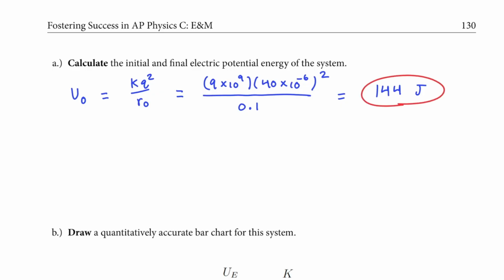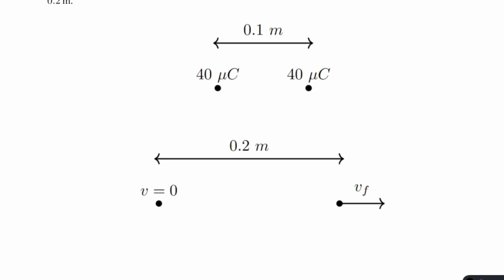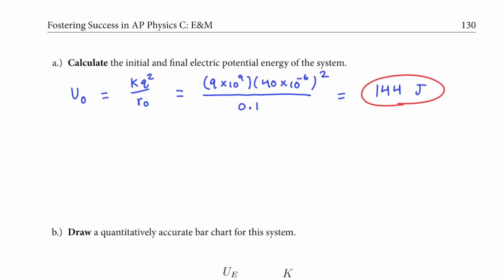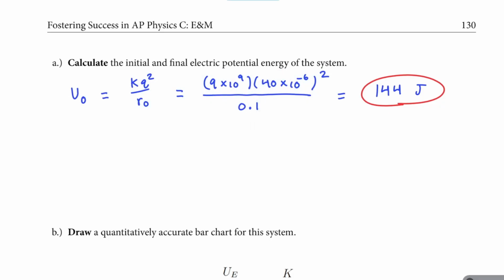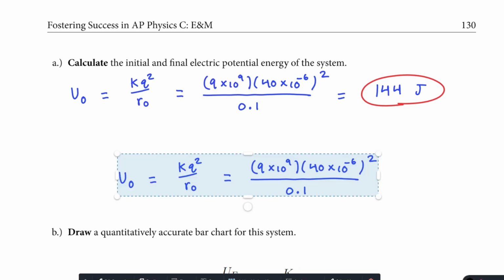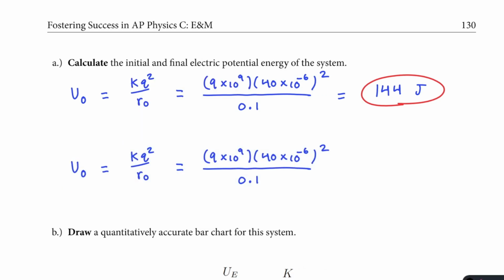We can also calculate the final potential energy of the system. We can do the same thing. I'll write it out, but you can see all we did is double the distance. So based on linearity, if you double the distance, you double the denominator, so you're going to halve the energy. So my final energy can be found just by doing the same thing, but I just doubled the denominator. So this is 72 joules.